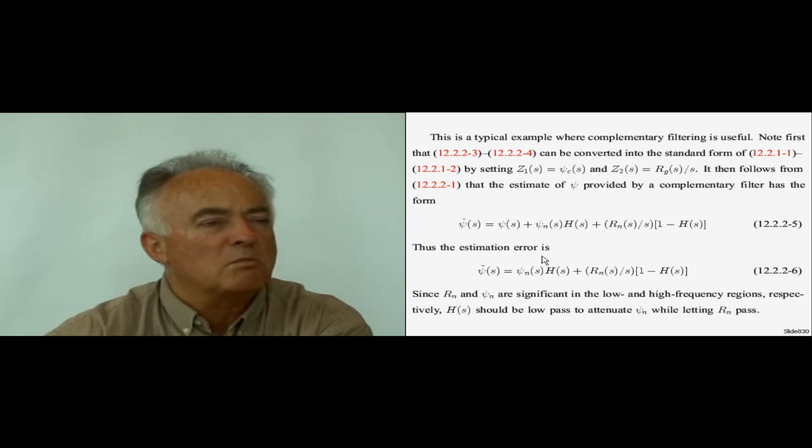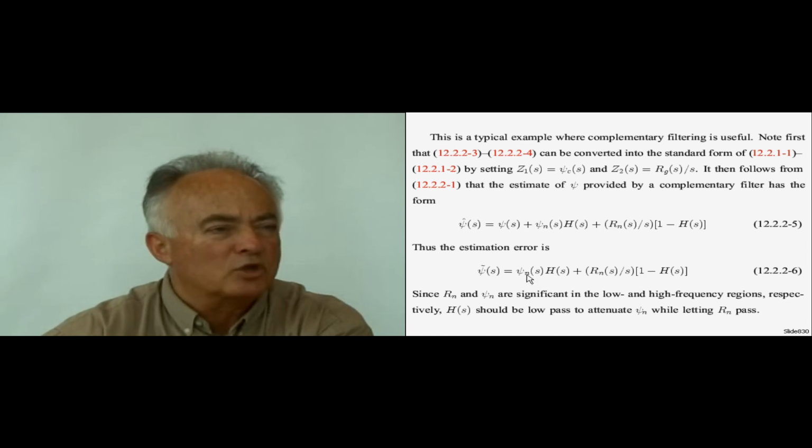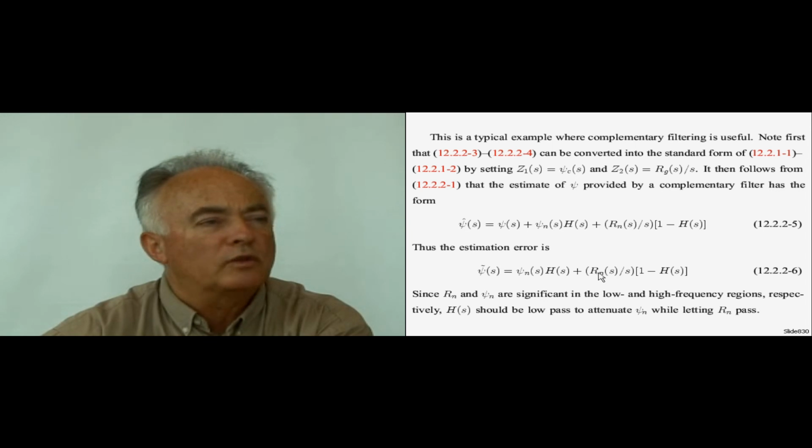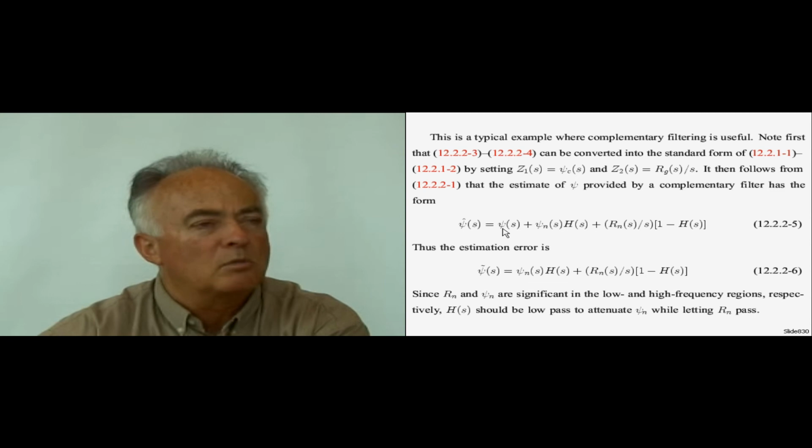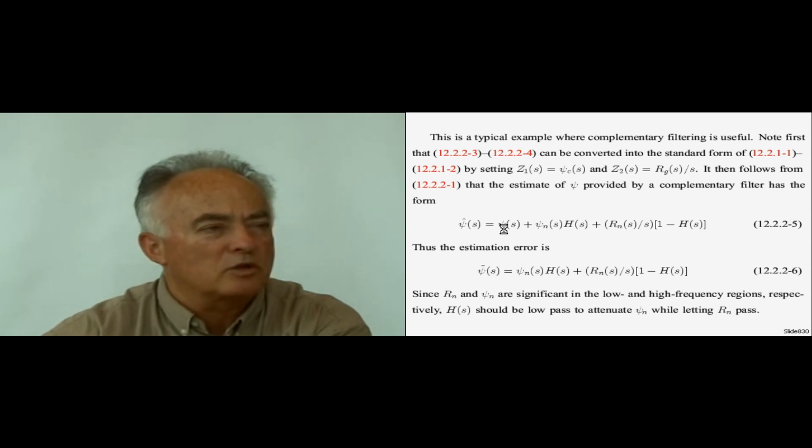In this case, the estimation error will be the compass noise times H plus the gyro noise times 1 minus H. And here actually there's no need for brackets because we had the psi once multiplied by H, once by 1 minus H. So this is the actual psi, this is correct. Psi n, that's the compass noise, and this is the gyro noise.